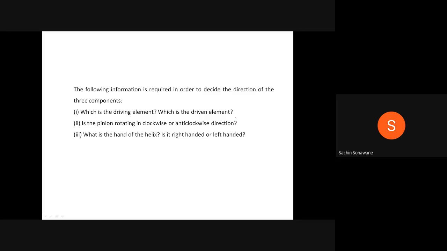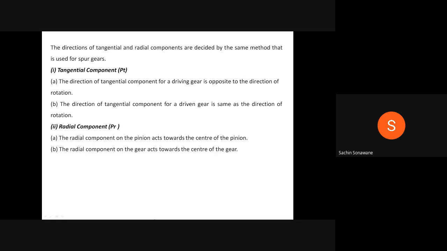Therefore, these three criteria we have to apply while deciding the direction of the three components of the forces, that is tangential force, radial force and axial force. The directions of tangential and radial components are decided by the same method that is used for spur gears. Tangential component PT. The direction of tangential component for a driving gear is opposite to the direction of the rotation. The direction of tangential component for a driven gear is same as the direction of rotation. Please remember this.